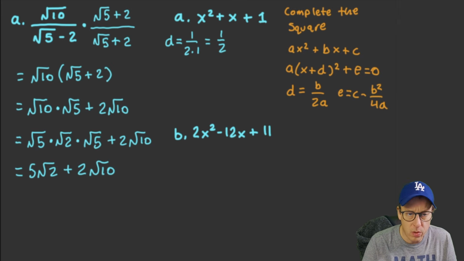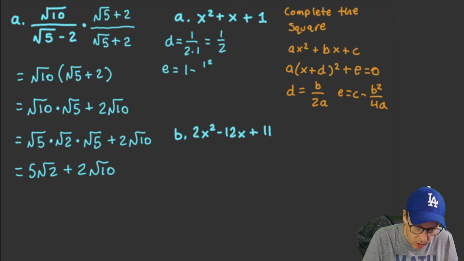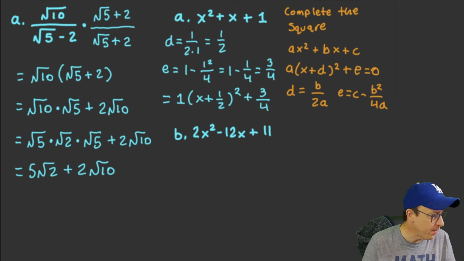D is equal to 1/2, and e is going to be equal to 1 minus 1 squared over 4. It's 4 times 1, but I'm just trying to save some time. 1 minus 1 over 4, which is equal to 3/4. And that means that this is going to work out to 1(x plus 1/2) squared plus 3/4. And if you have this book, you would know that that is right.